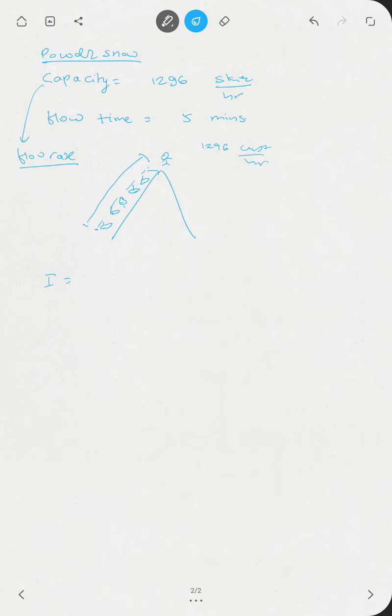So we want to find the inventory. We have R and T. Our R is 1296 customers per hour. Our T is 5 minutes. Well, the problem here is this is in terms of hours, this is in terms of minutes. It's probably easier to convert that into hours. So let's leave this 1296 and convert that into hours: 5 divided by 60. Now we have converted that into hours. And this comes out to be 180 skiers.